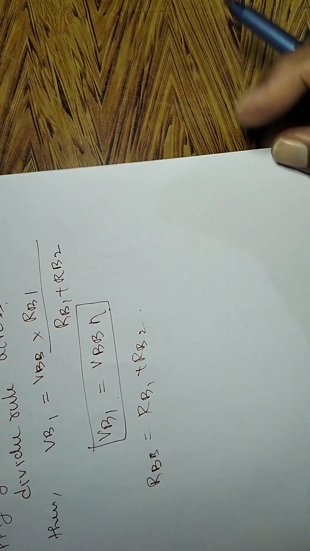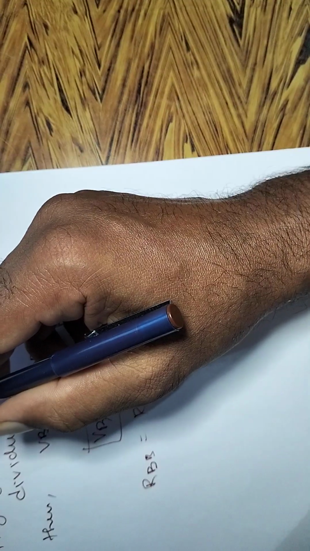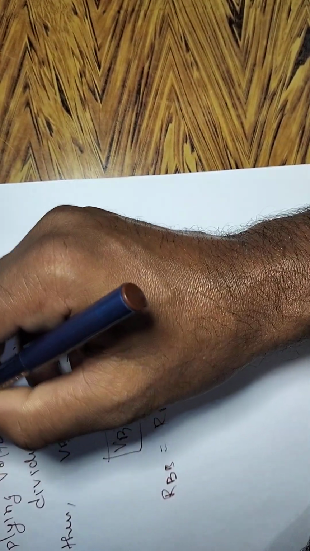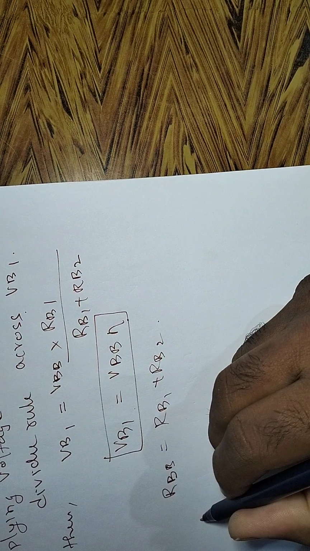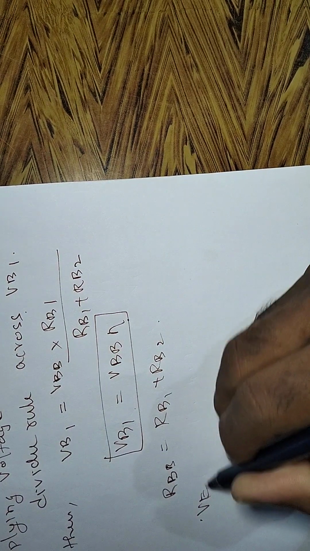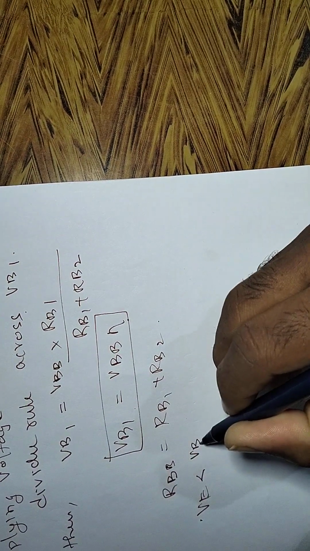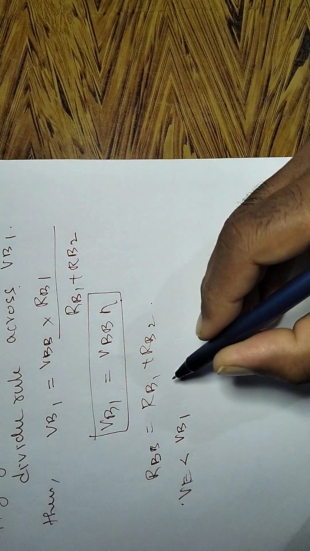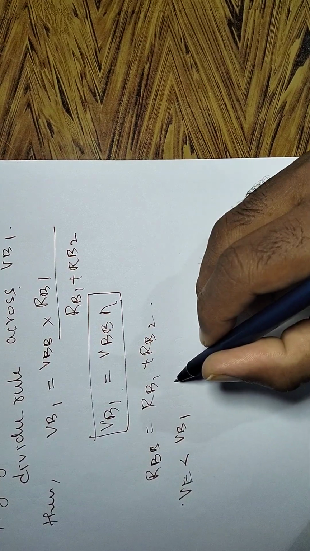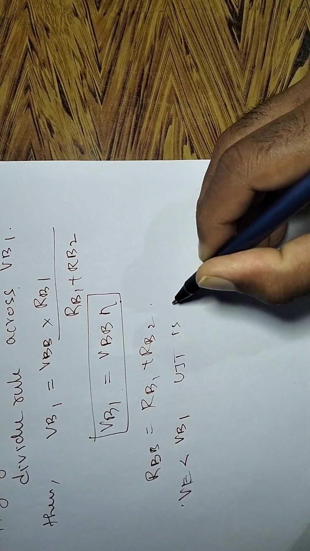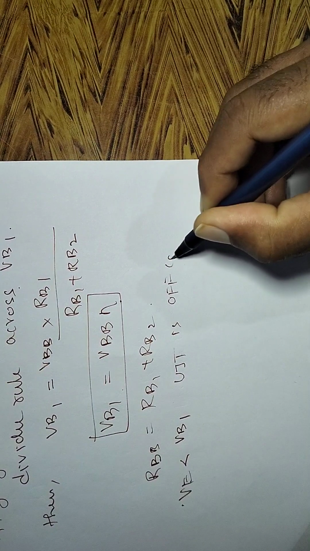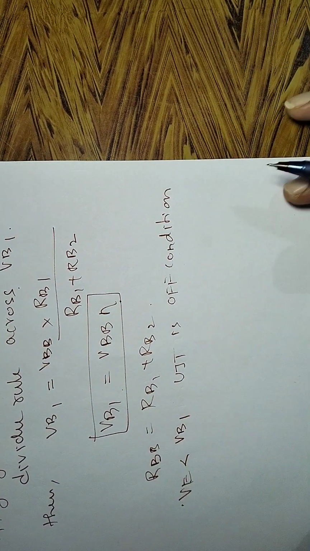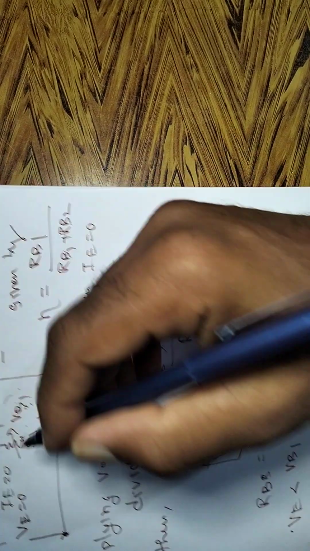Now in that case, when the emitter voltage is 0, this VB1 is high. That is, VE is less than VB1. Hope you understand. When VE is less than VB1, then in that case the UJT is in off condition. Why is it off condition?